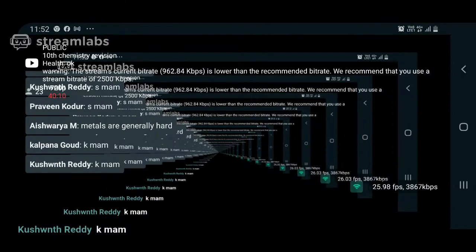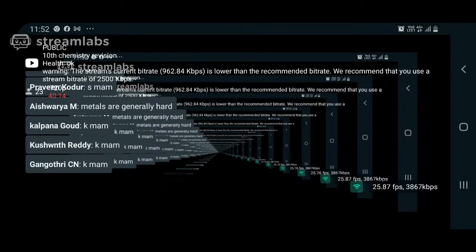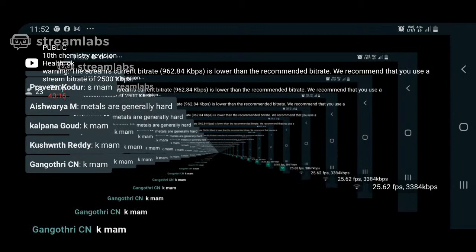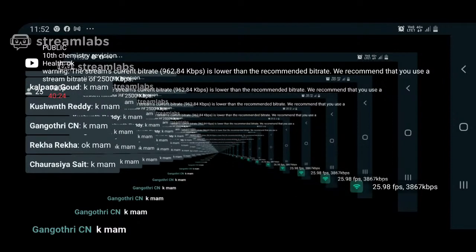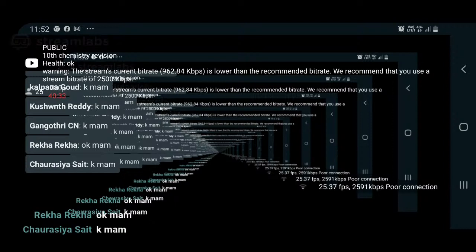And what happens when metals react with acids? When metals react with dilute acids, we all know that they form the respective salt and hydrogen. And the next concept: when metals react with other metals, what happens? It leads to a displacement reaction.